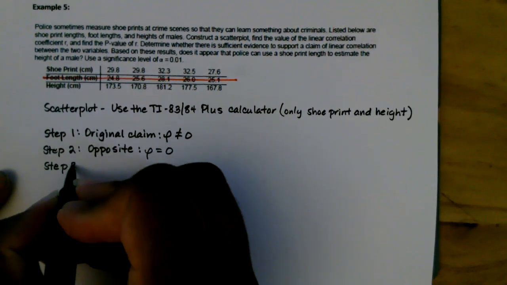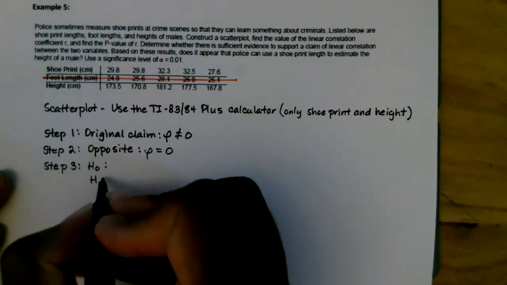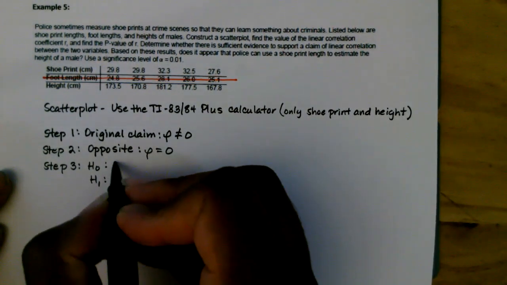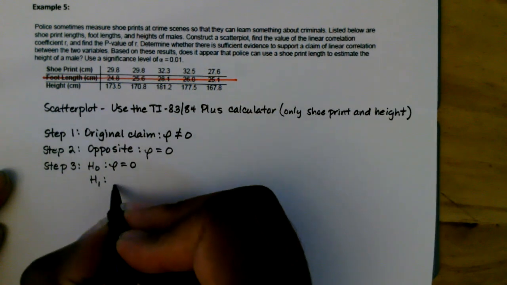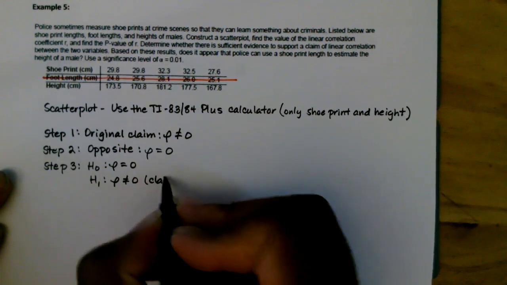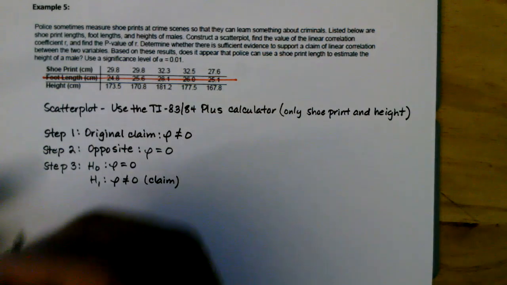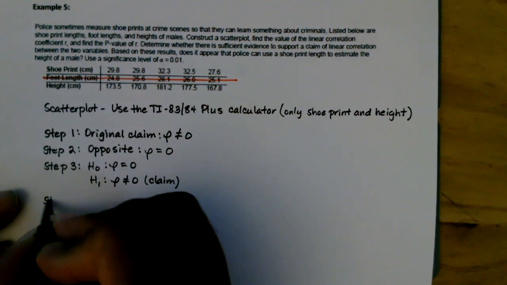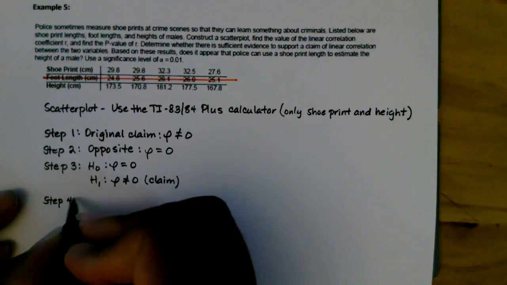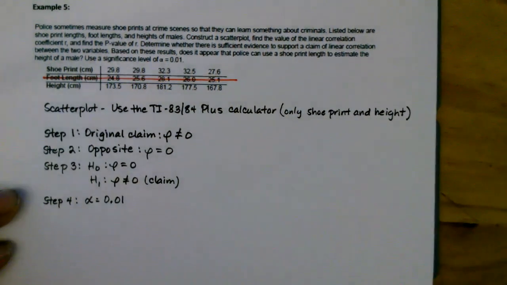Step number 3 is writing the null and our alternative hypothesis. And of course, the null always has the equal sign. The alternative does not, has the not equal to. That's also the claim. So again, steps number 1, 2, and 3, it's always like that. Okay. Step number 4 is your level of significance. Here the alpha level is 0.01.